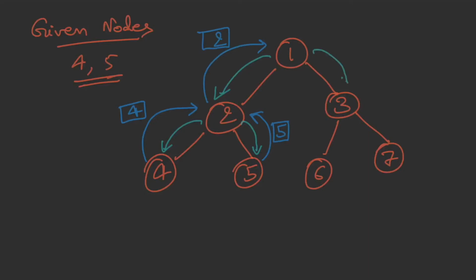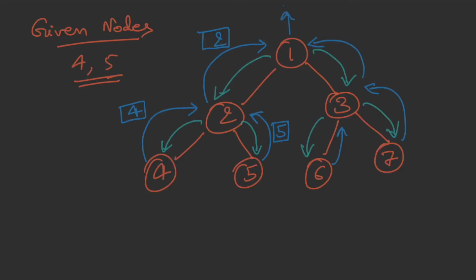From the root node, we move on to the right child, which is 3. At 3, we will first visit the left child, which is 6. Since 6 is a leaf node, we will return to node 3, and from node 3 we will now visit the right child, which is 7, and from 7 we will move back to 3, and from 3 we move back to our root node.